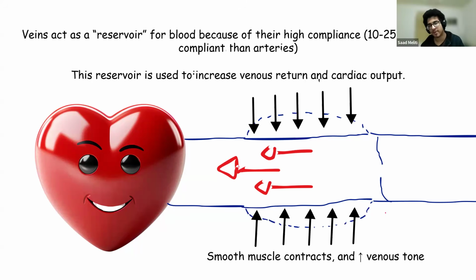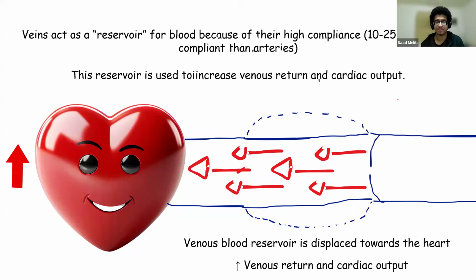Okay. And remember, in veins, we have valves. The valves prevent backflow. So when this happens, the blood has no way to go except back to the heart. And that way we increase venous return. And I think you guys have taken this in other lectures, maybe. When we increase the venous return, our cardiac output as a result will also increase. I hope that makes sense.